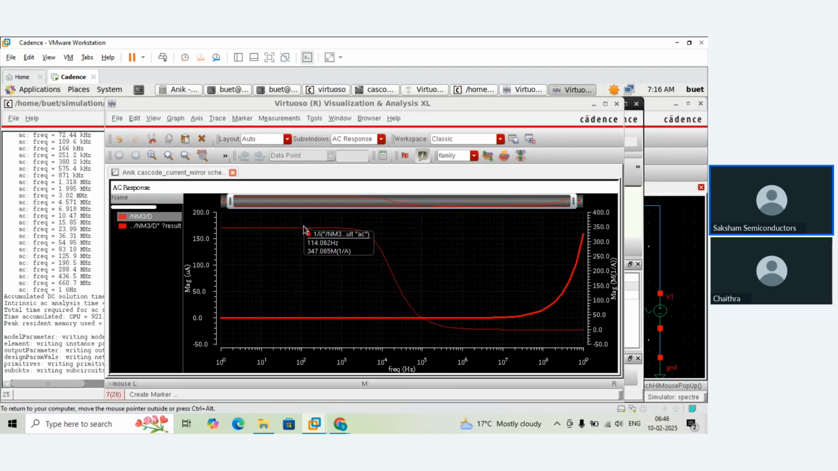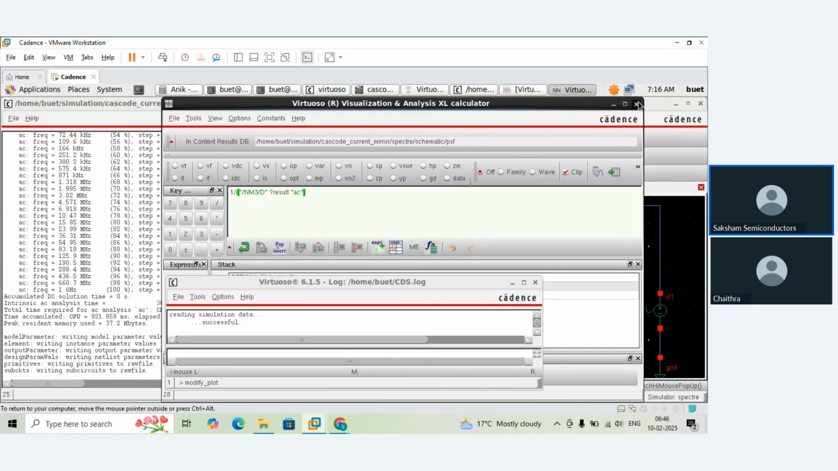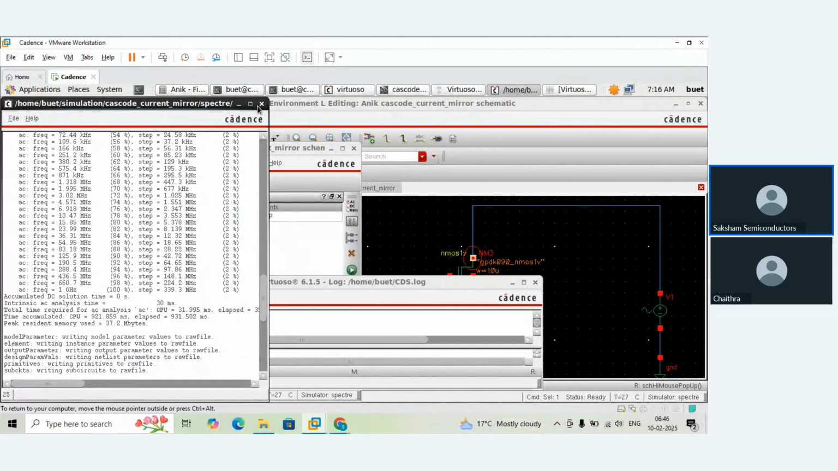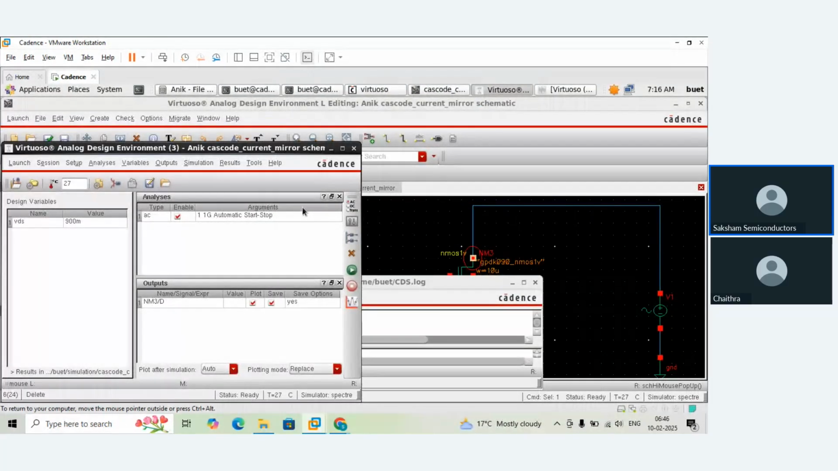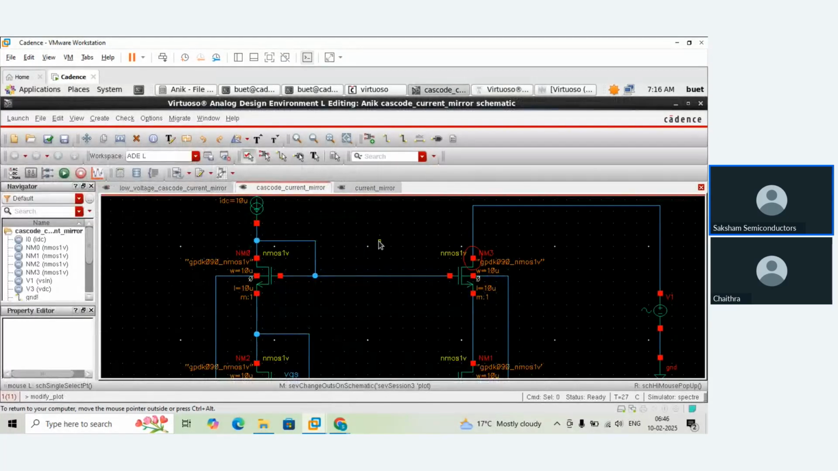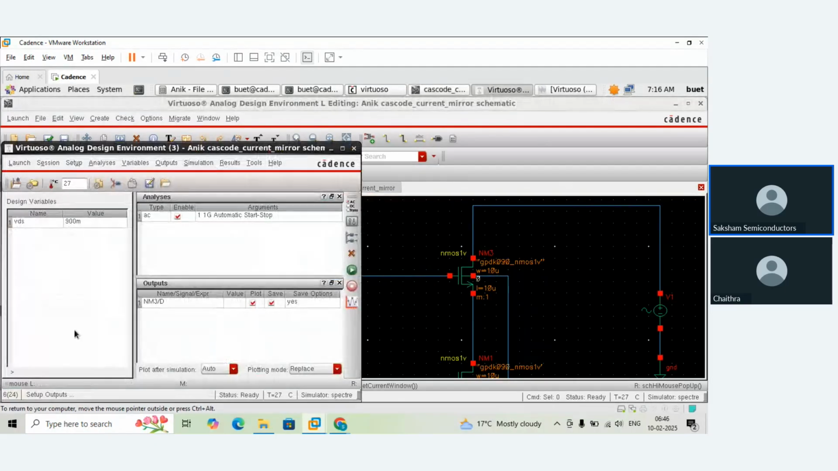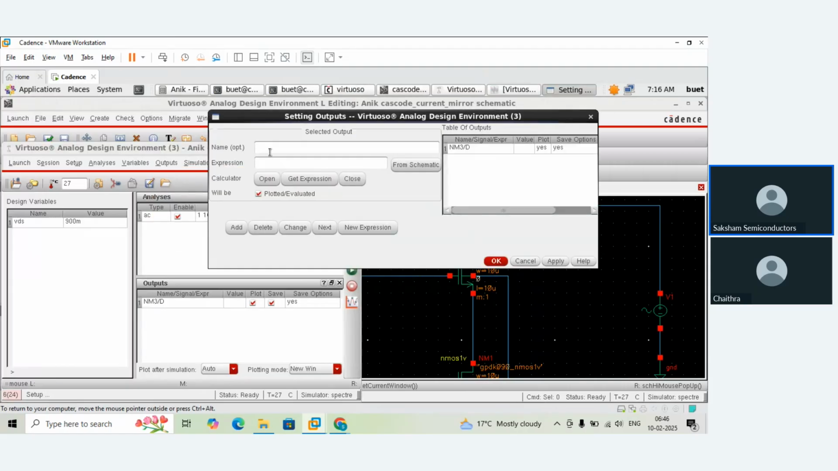And also, let's try to figure out the region of operation, that is, at what particular voltage this cascode current mirror is going to enter into the saturation region. I'll change this plotting mode to new window and go to the output setup. I need to find out the region of operation for the upper transistor.